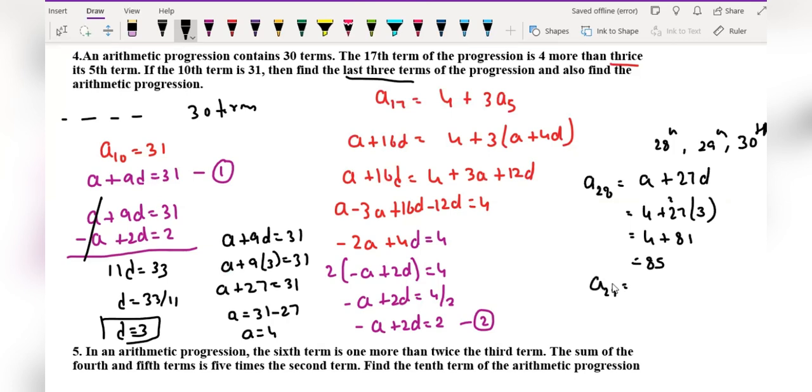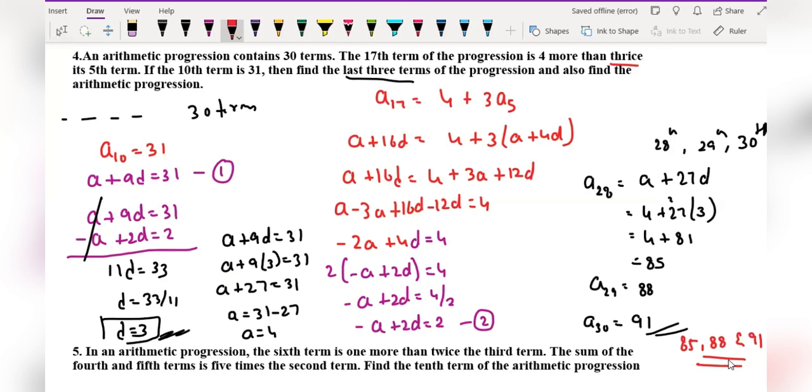करेक्ट. अब A29 कितना आएगा? आगे का टर्म फाइंड आउट करने के लिए कॉमन डिफरेंस को ऐड करना पड़ेगा. So 85 plus 3, कॉमन डिफरेंस कितना है? 3 है. करेक्ट. So 85 plus 3 करेंगे तो 88. और लास्ट टर्म A30, 88 plus 3 कितना आएगा? 91. So last three terms are 85, 88, 91. 85, 88 and 91 are the last three terms of an AP.